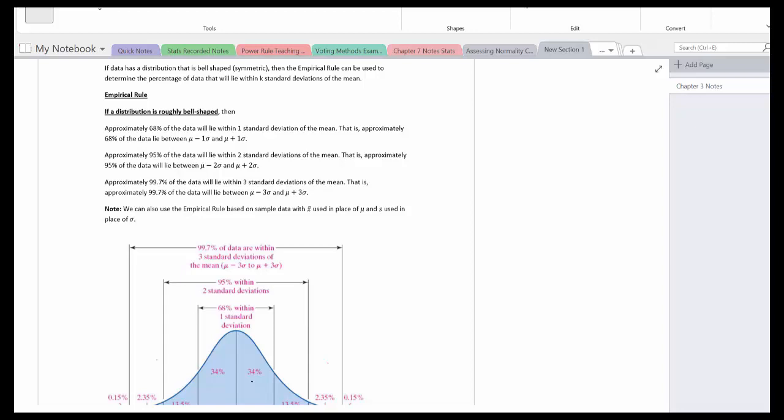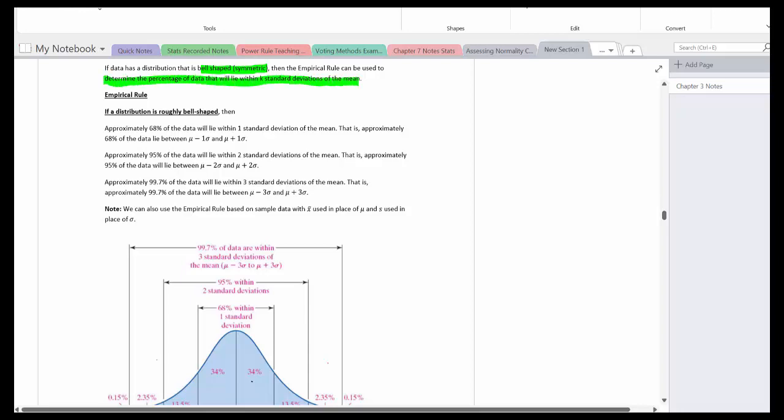In this video, we're going to discuss the empirical rule. So if data has a distribution that is bell-shaped, then the empirical rule can be used to determine the percentage of data that will lie within k standard deviations of the mean.